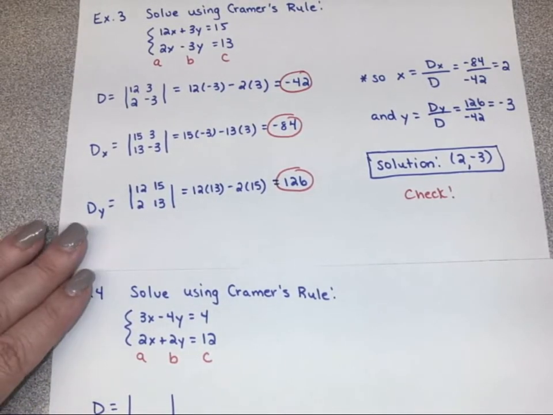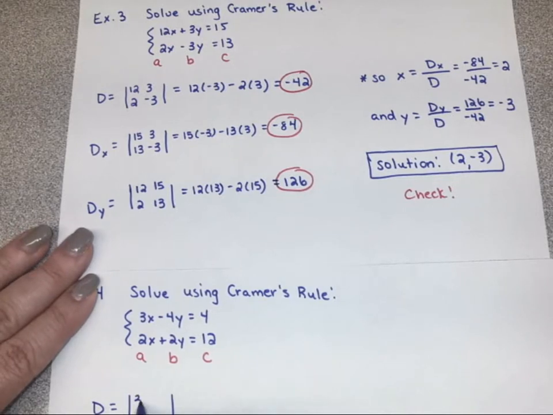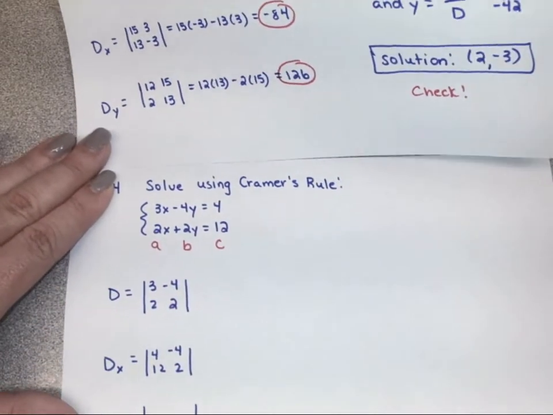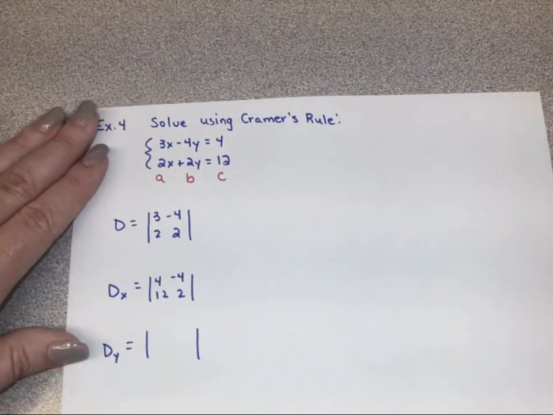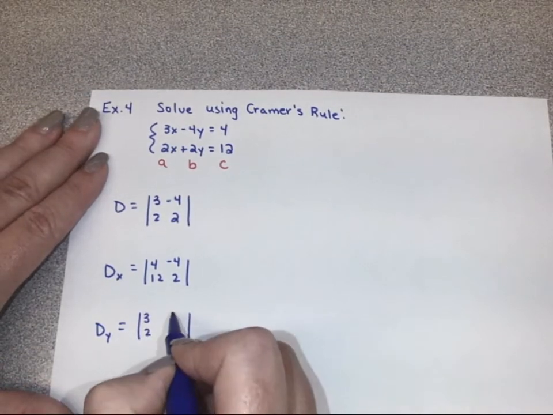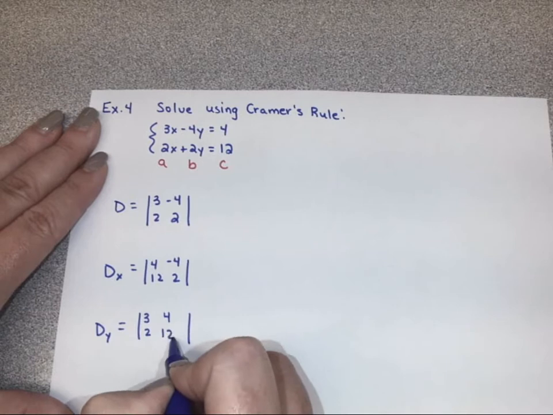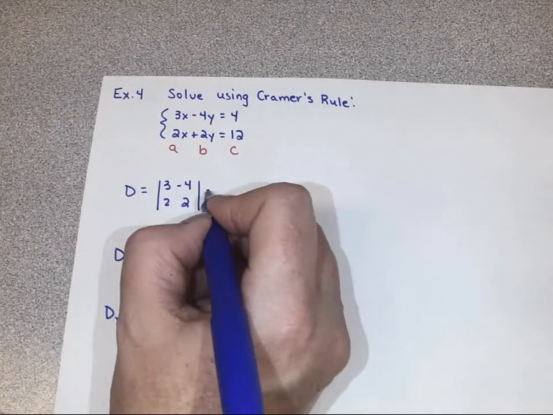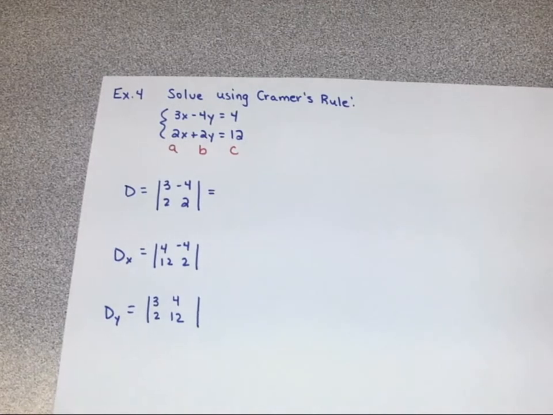So the D determinant, just plain old D, is A's followed by B's. The D sub X determinant is C's followed by B's. And the D sub Y is A's followed by C's, I mean. So then we just need to cross multiply and subtract.